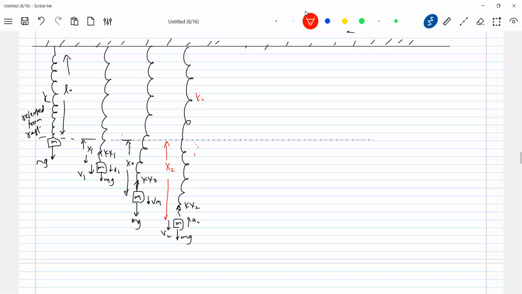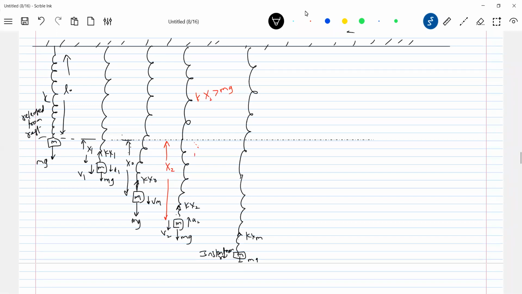kx2 will be greater than mg. As it undergoes retardation, finally what will happen? It will come to instantaneous rest. Here is the maximum elongation. So what is the state of the block? For a moment it will be at rest here, and this is the maximum elongation.